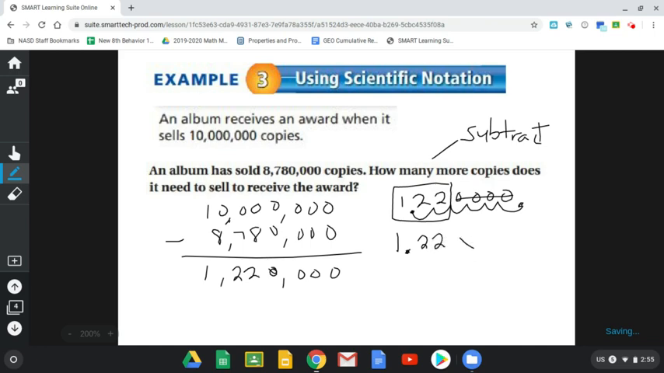1.22 times 10. And since we moved it 6 places to the left, our exponent is going to be a 6. But remember, we're starting out with a number that's really big. All right. So that means our exponent is going to stay positive. I know we just did some problems where we had negative exponents, but remember, they're only for really small numbers. All right. This was a really large number, so it has to be a positive exponent.